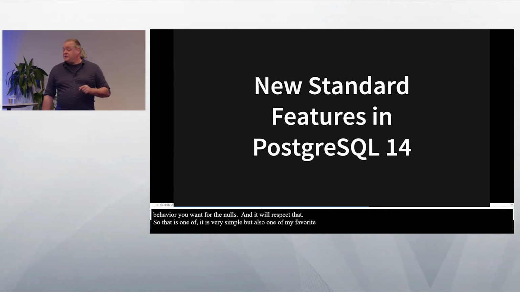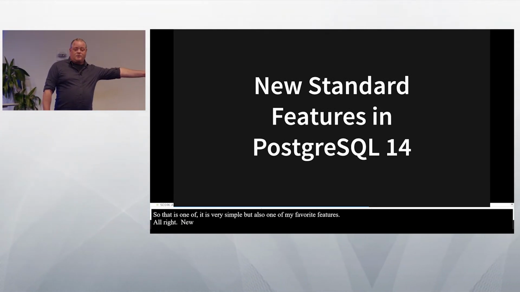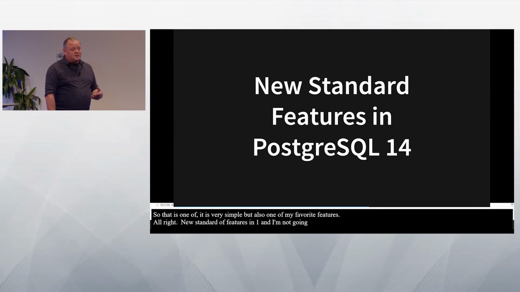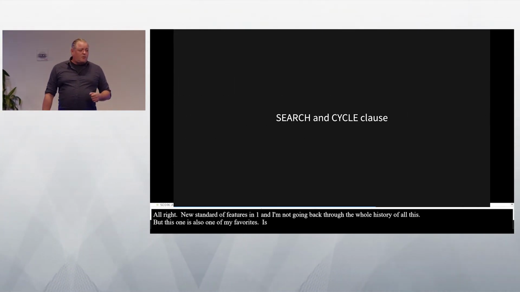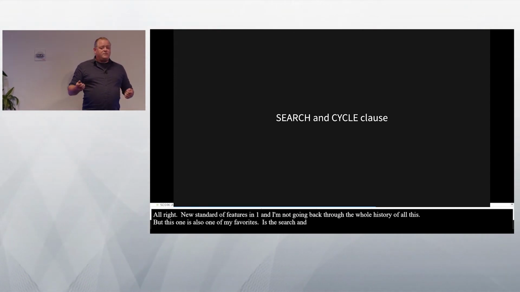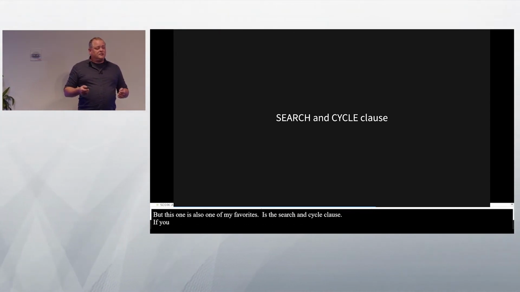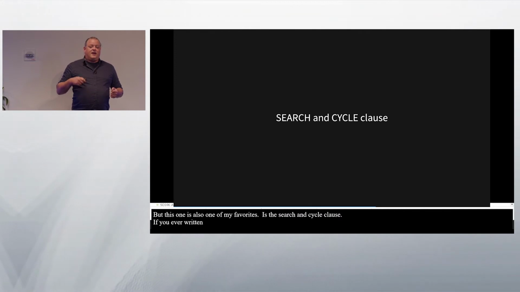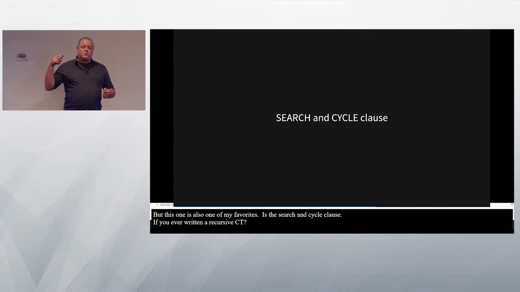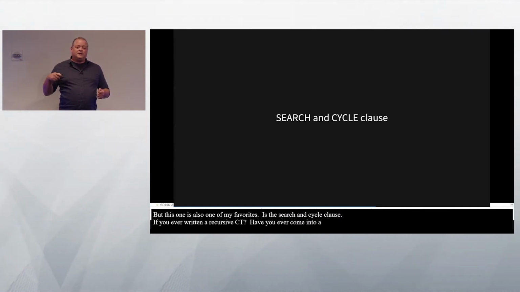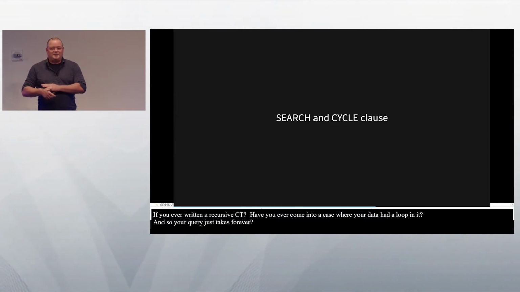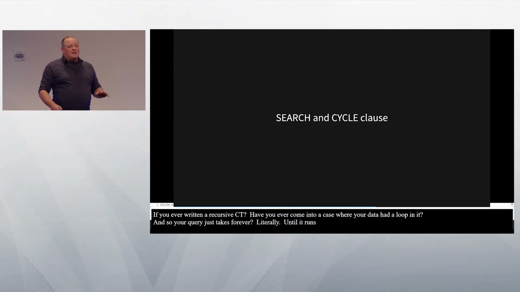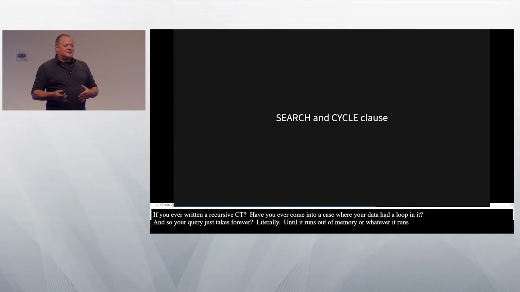All right, new standard features in PostgreSQL 14, and I'm not going to go back through the whole history of all this, but this one was also one of my favorites: the search and cycle clause. Have you ever written a recursive CTE? Have you ever come into a case where your data had a loop in it, and so your query just takes forever, literally, until it runs out of memory or whatever it runs out of? Yeah. And so you have to protect against that.